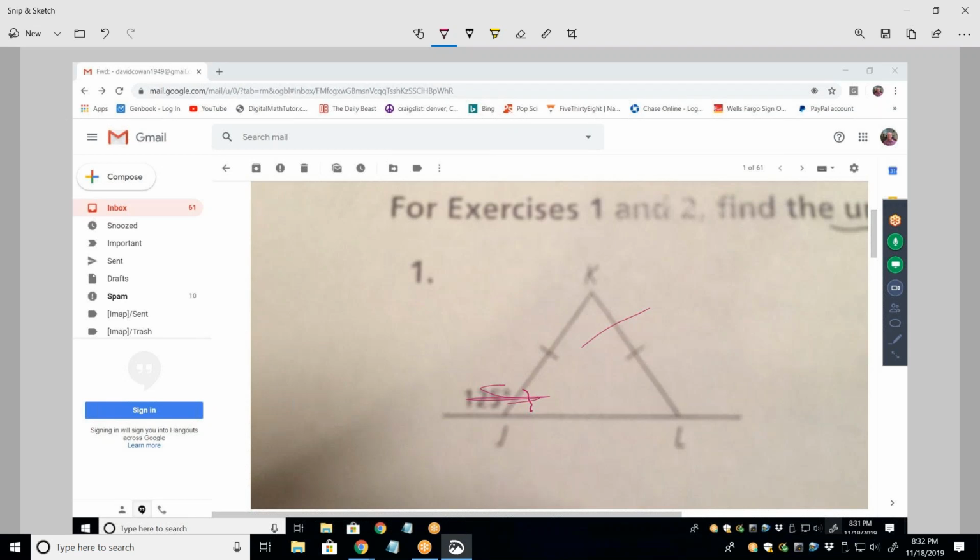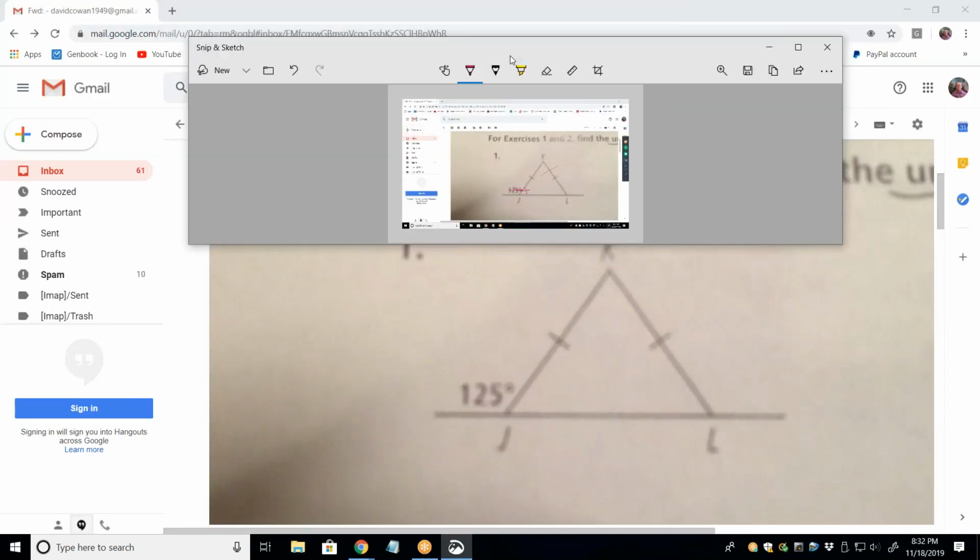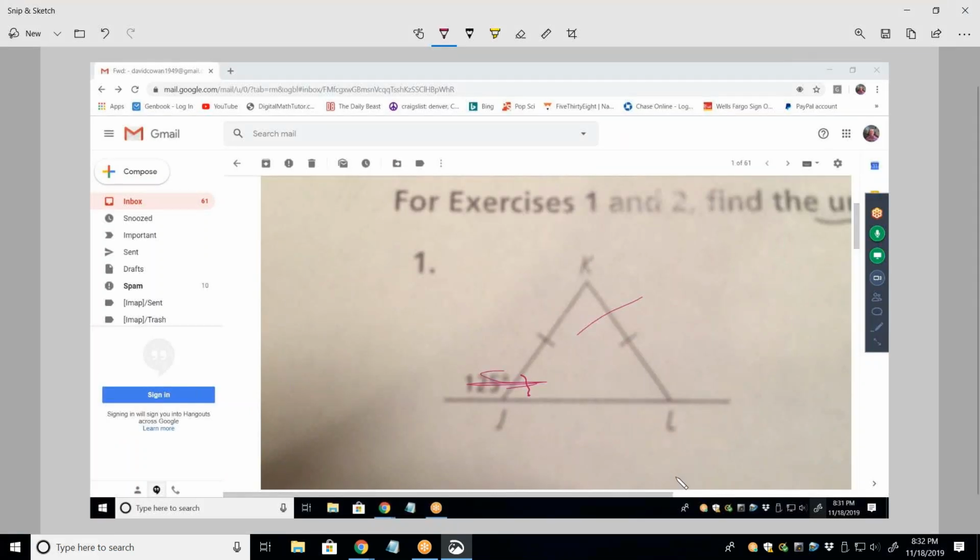Okay, so wouldn't that angle be 60? What's the sum of those two angles have to be? 180. Okay, so what is it? Wouldn't it be 35 then? A really good skill to have in geometry is being able to subtract from 180, because 180 is the magic number in geometry. Oh, 55. Okay, I was stupid. So that's 55.